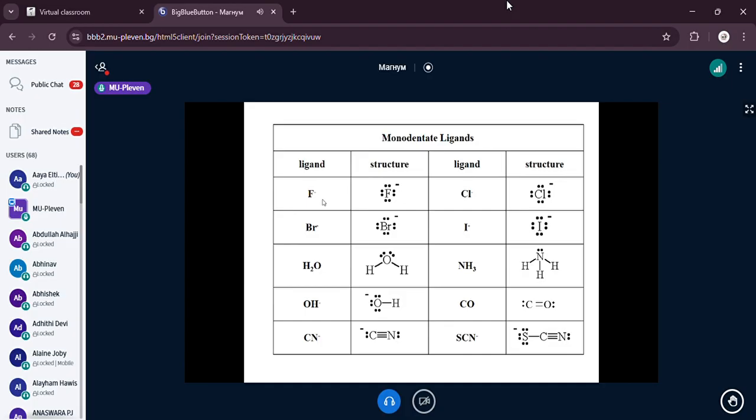And again, examples of such ligands: chloride, bromide, iodide anions. The formula and Lewis structure showing lone electron pairs, water, ammonia, hydroxide anion, carbon monoxide, cyanide anion, cyanate anion also.